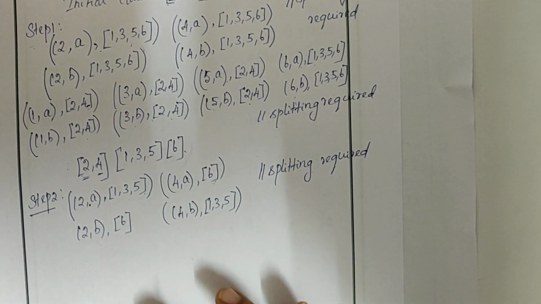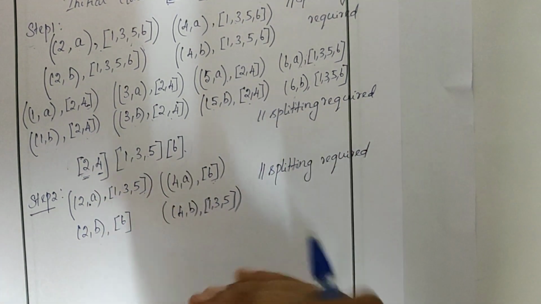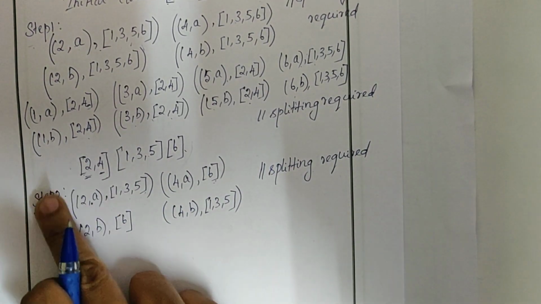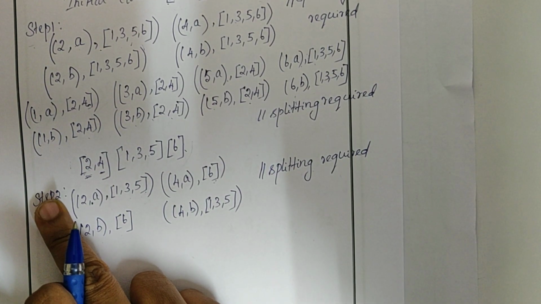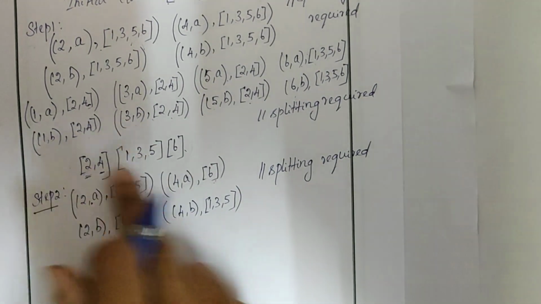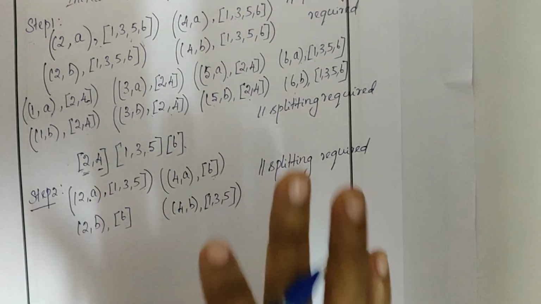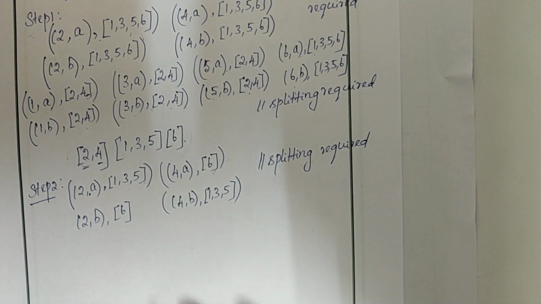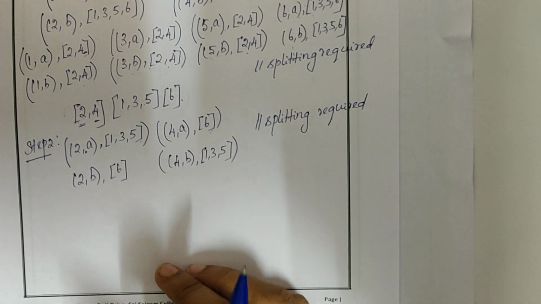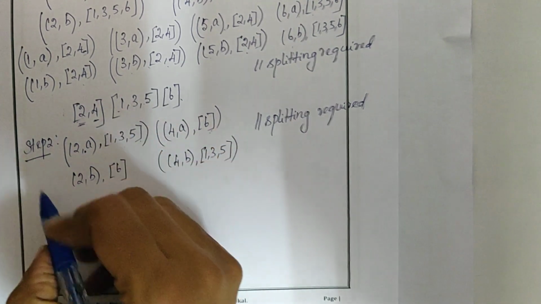Correct? You should write the comment, but only at the end of step 2 do you split it. You should not split now. You have to complete all the classes, then you go for splitting. But at this stage, you have to write only the comment. Right? Next is the next class, 1 3 5.